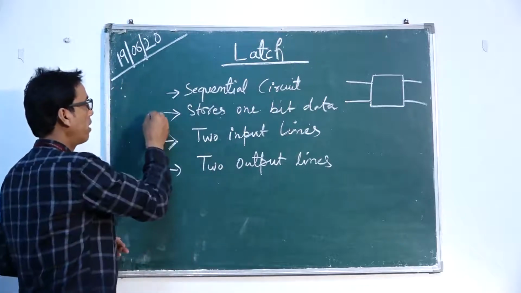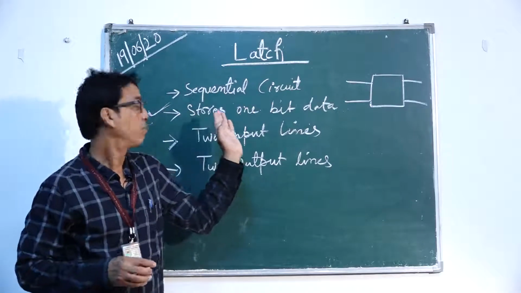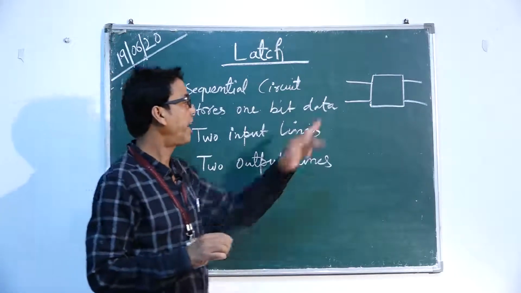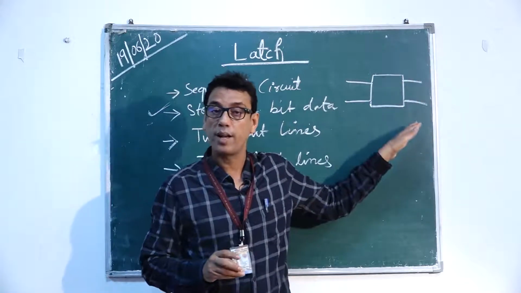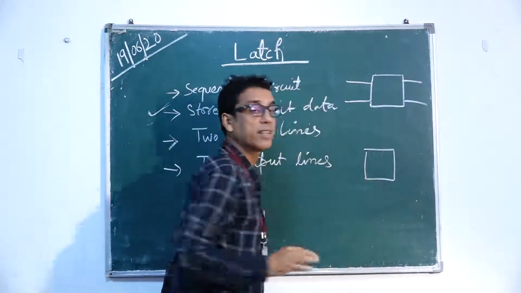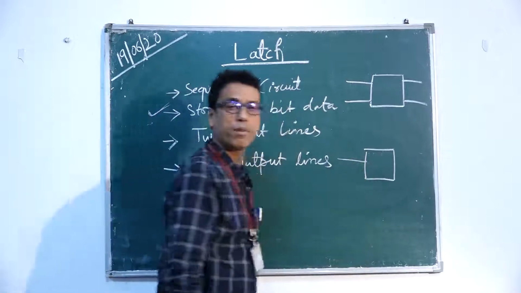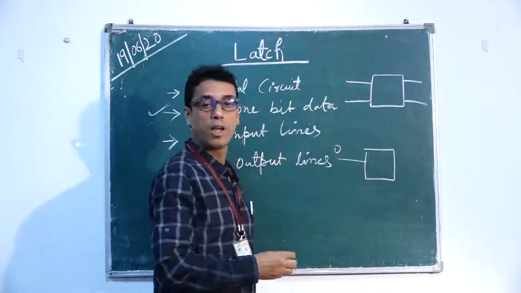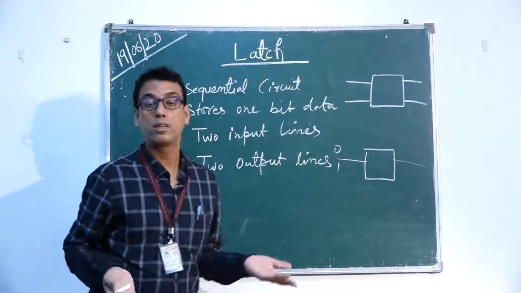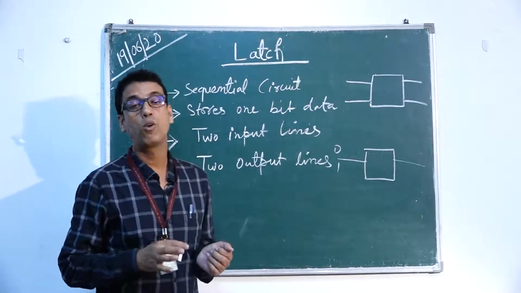And what we are learning about the purpose of this circuit, what is the purpose? The purpose is that it is used to store 1 bit of data. If it is used to store 1 bit of data, then why does it have 2 input lines? Why 2 output lines? There should be only 1 input line. Suppose this is the block diagram of a circuit made to store only 1 bit of data, then there should be only 1 input line. If I say 0, it will store 0. If I say 1, it will store 1. And it should have only 1 output line. When I want to give back the data which is stored, it should return it. Why 2 output lines?